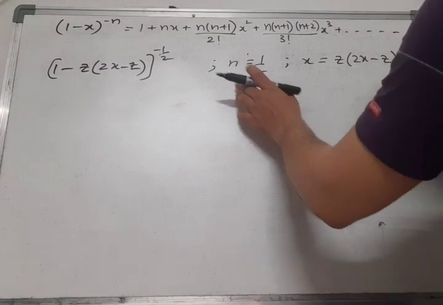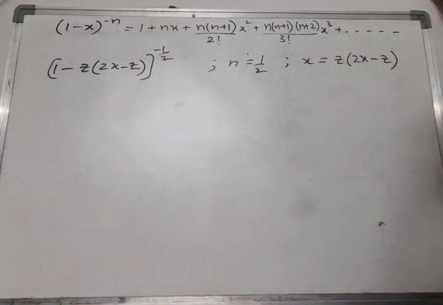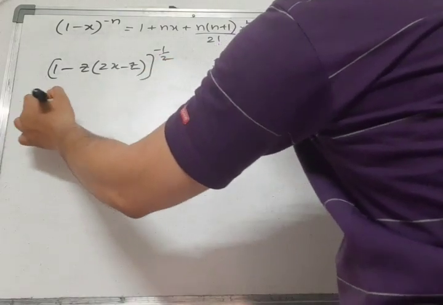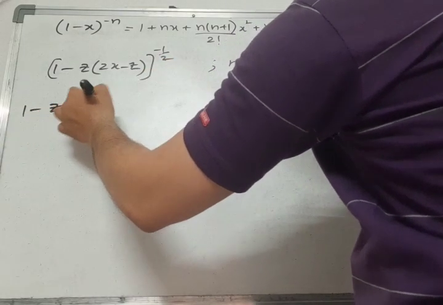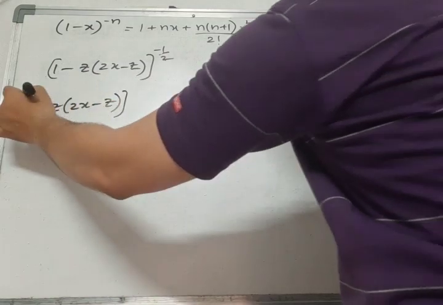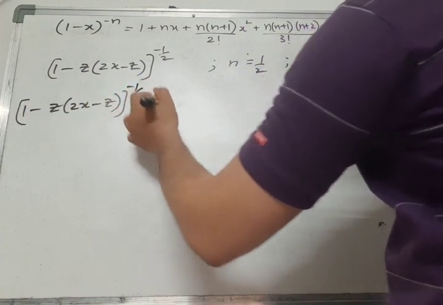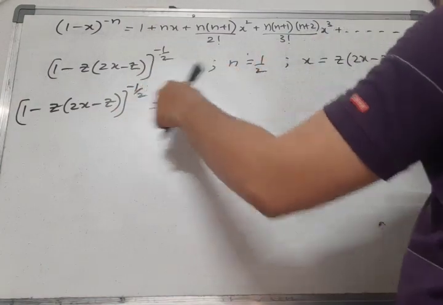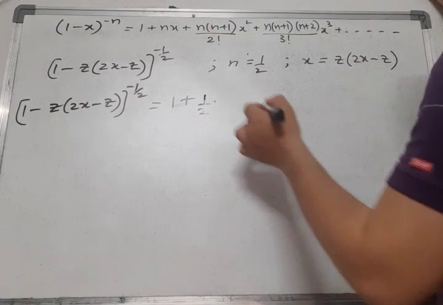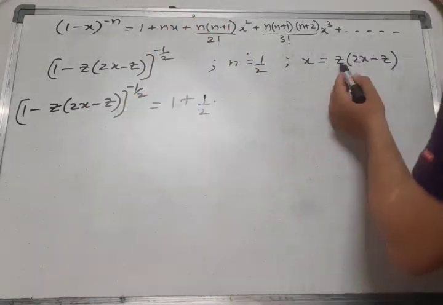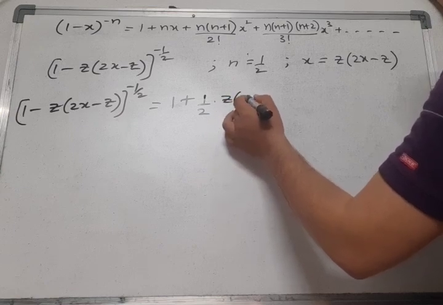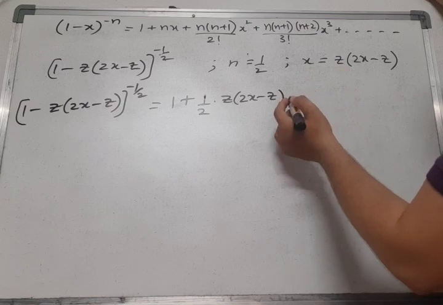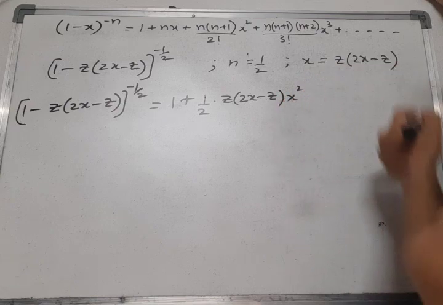Now substitute these values in this equation. What are you going to get? Now let us write. So now you are going to expand this term. (1 minus z(2x minus z)) whole to the power of minus 1 by 2 is equal to 1 plus n, which is 1 by 2, into x, which is z into (2x minus z), okay, into x square.